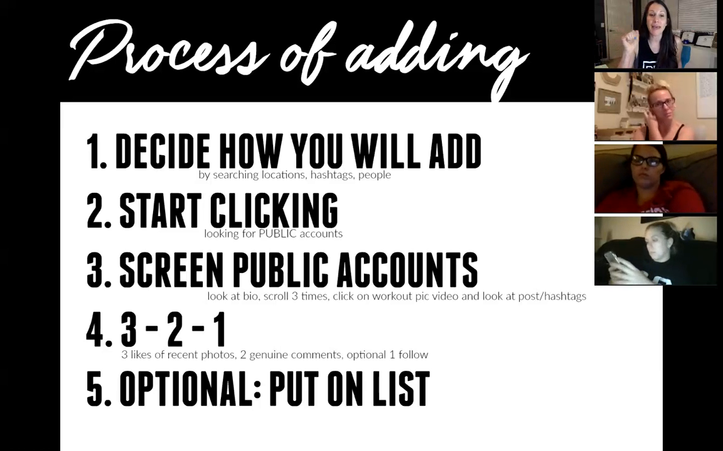And then number 5, optional, is put that person on a list so you don't forget that you follow them. Because Instagram's kind of tricky. They don't always put these people into your newsfeed, right? Because Instagram decides whose post gets put in your feed. So you don't want to end up following somebody and then forget that you followed them and never actually connect. Because this is just the adding process. It's not the connection process.